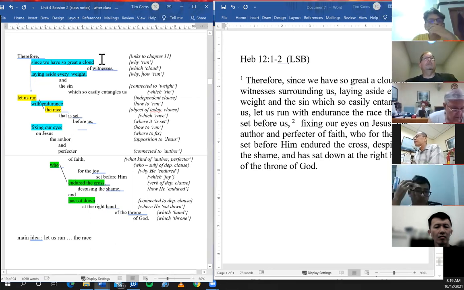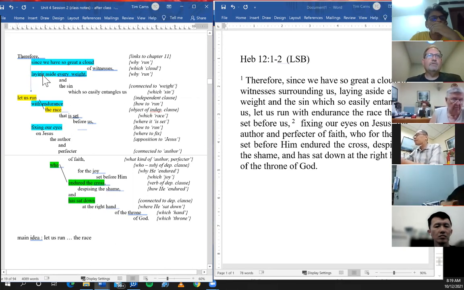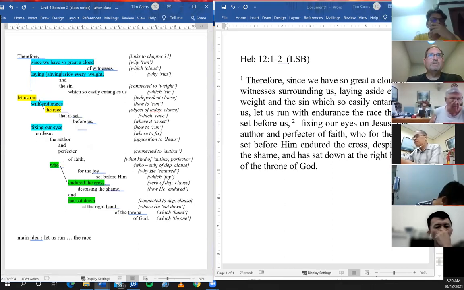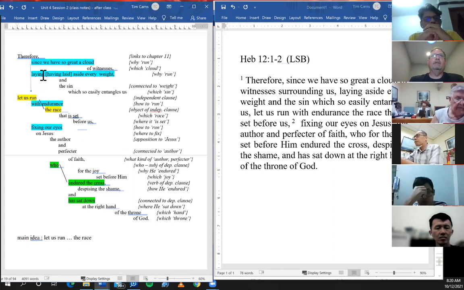Well, maybe I'll mention it now. Actually, I remember before I actually had "why" here. Now I remember why I did that. Laying aside here, with further study, is actually the idea of having laid aside. It's describing something that has already taken place. It's having laid aside every weight and sin. So he's describing here something that has already happened.